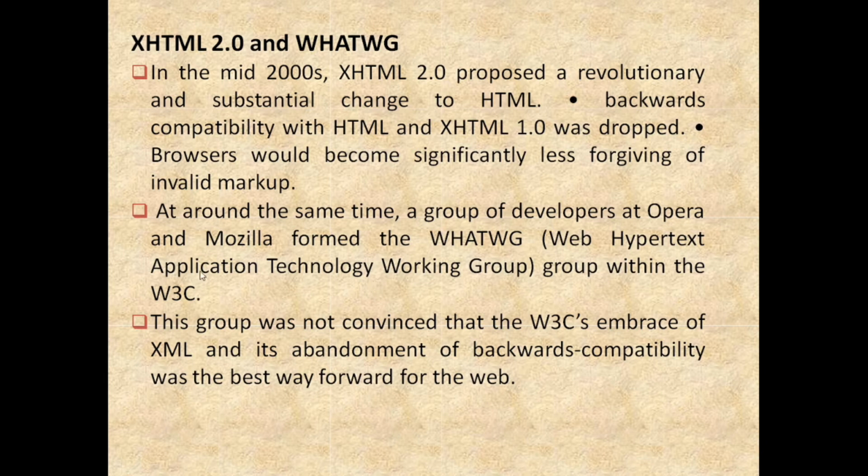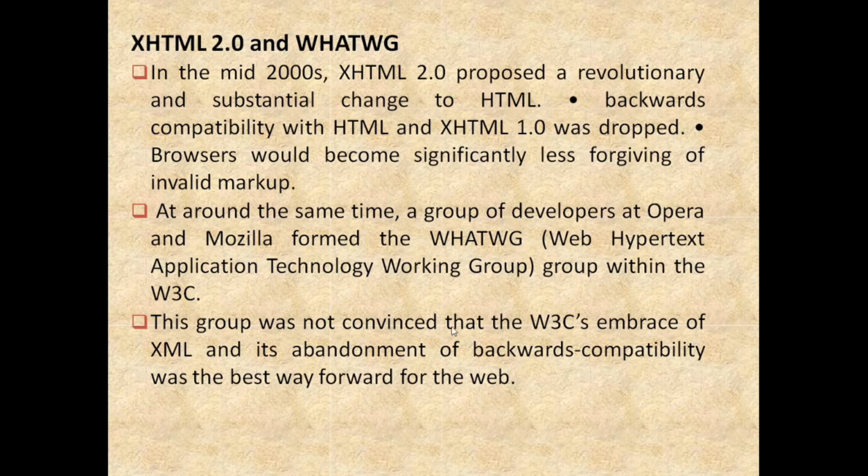Then the second point is, at around the same time, a group of developers at Opera and Mozilla formed one more group, and that was known as WHATWG, which stands for Web Hypertext Application Technology Working Group. This one more subgroup was formed within the W3C. That means the community was the same, and in that community one more group was formed, known as WHATWG. So what was this WHATWG doing?